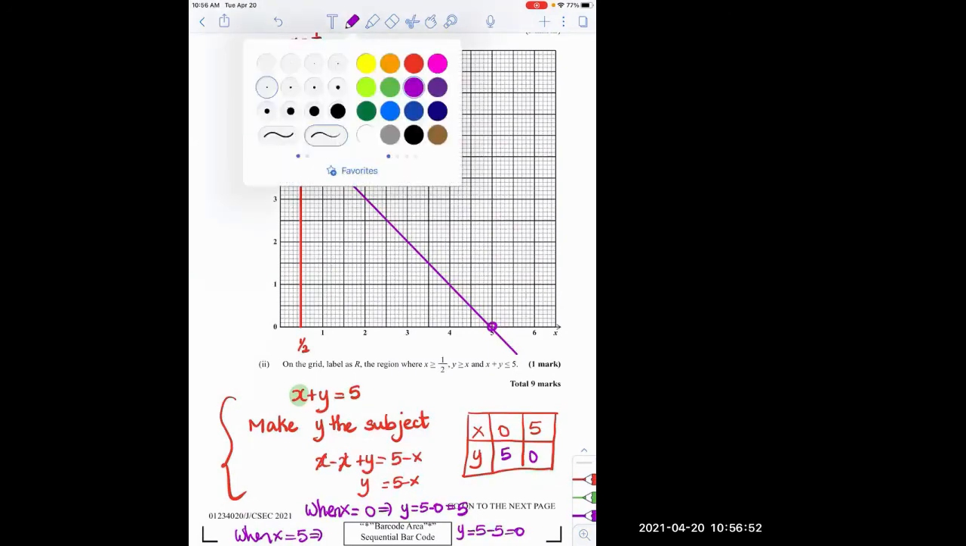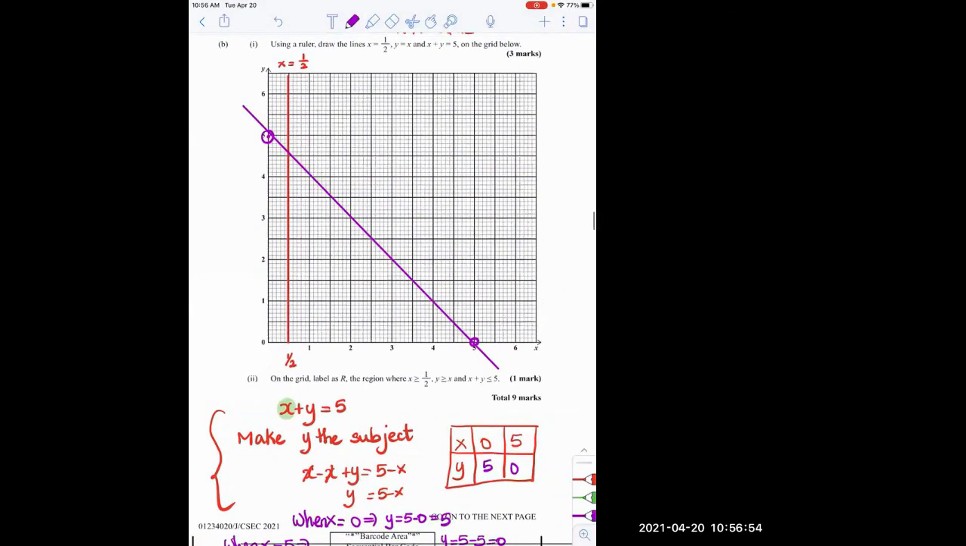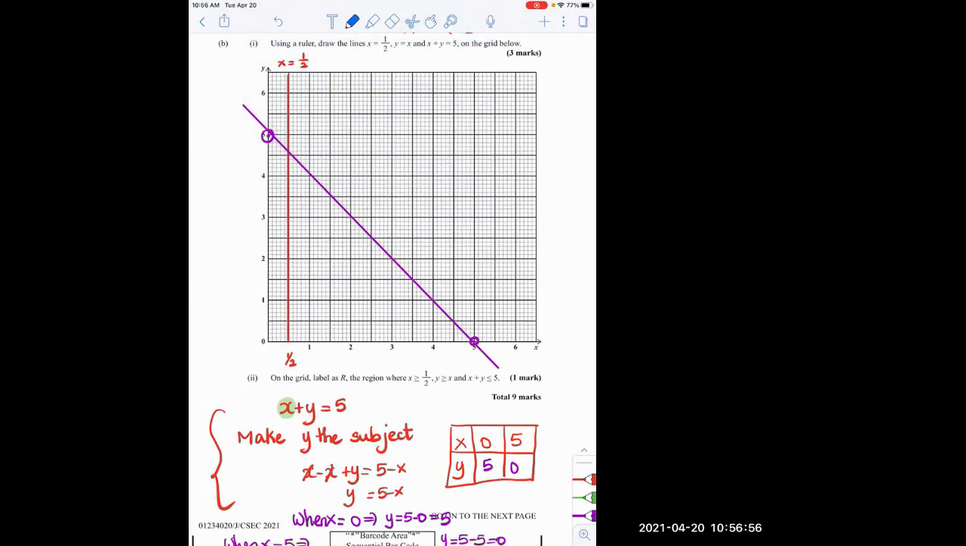So here I have drawn 2 lines. This is the line x is equal to a half, and this is the line x plus y is equal to 5.